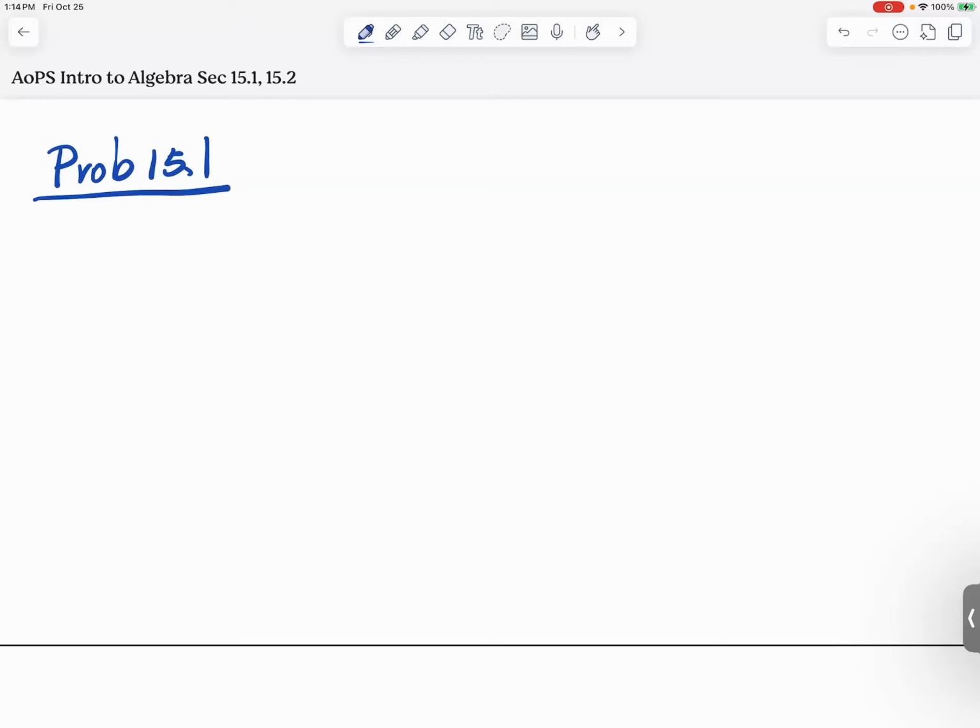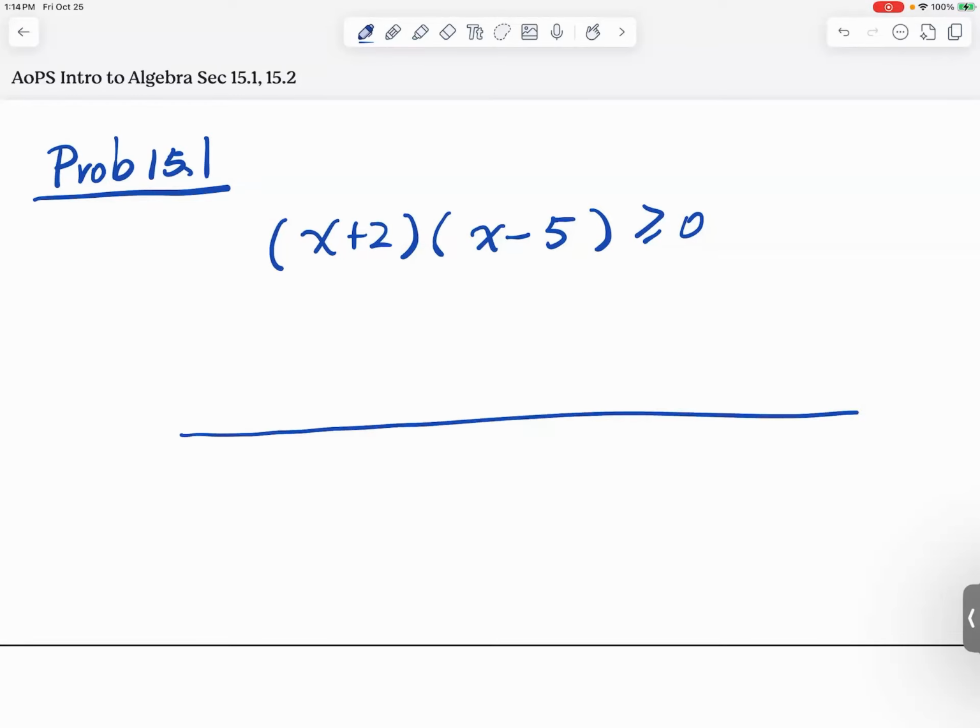Find all values of x that satisfy (x plus 2) times (x minus 5) greater than or equal to 0. So how do we solve this inequality? The book has a method, and I have a slightly different method, which I think is faster and easier, okay? What we do is we first draw a number line, and then we label all the roots of the left-hand side.